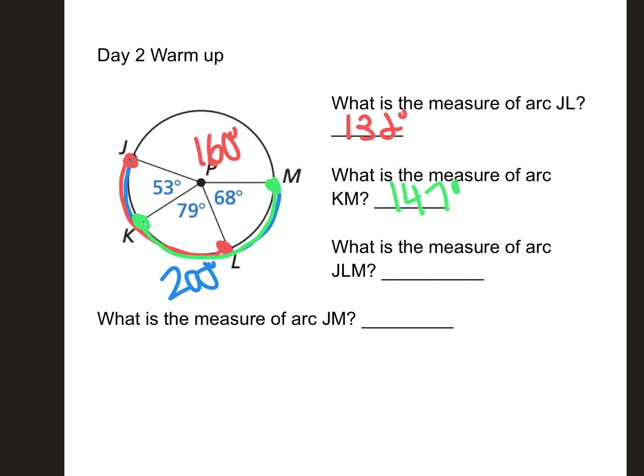And the measure of arc JLM, let's see here, I'll do that one in yellow. JLM, again, we already calculated that one, didn't we, in order to find the 160. JLM is going to be 200 degrees. And JM, again, we already have that one calculated in there. That's this part, which is 160 degrees.